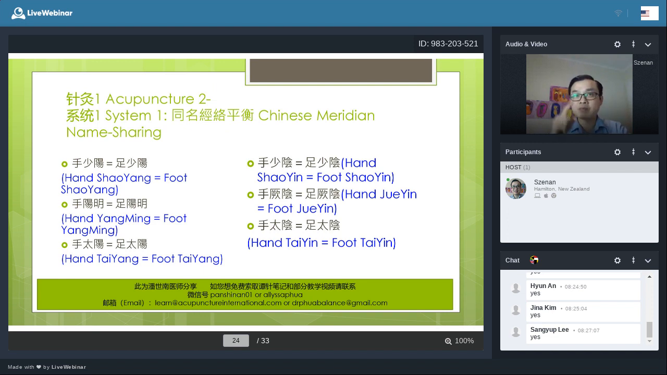So Shao yin balances Shao yin, Tai yin balances Tai yin, but both Tai yin live in different places. Does it make sense to you? One lives in hand, one lives in foot. So from now on, you need to remember all the long names of meridians.